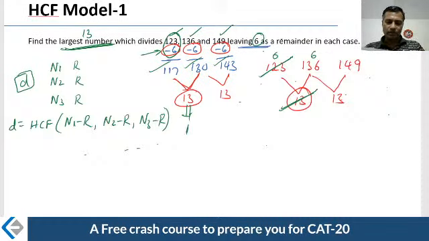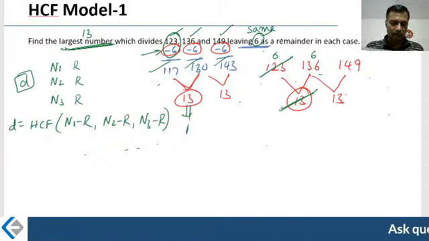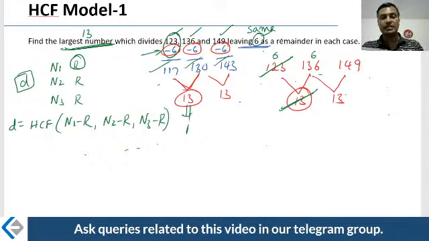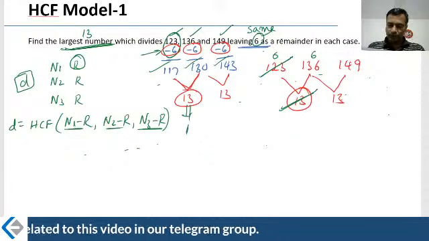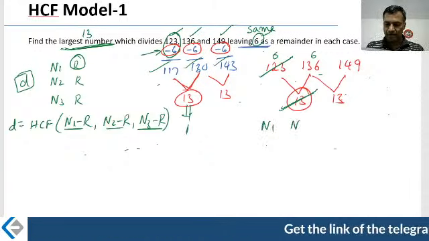Which means, if the author says it leaves the same remainder, instead of the word 6, the word 'same' would also have been sufficient, because he doesn't have to give me this R. He can blank it, and say that the remainder being the same is enough. This is the approach: N1 minus R, N2 minus R. R may not be known, but it does not matter. You can just find the HCF of N1, N2, N3.